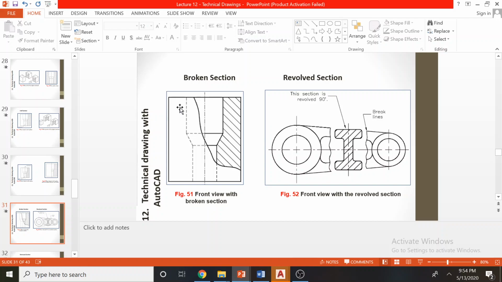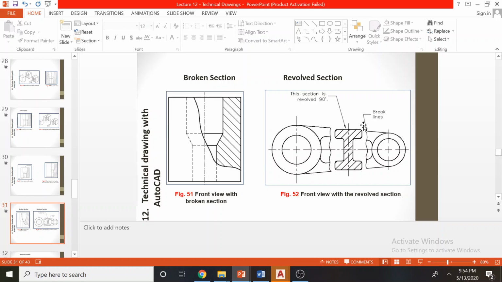Then we can have this kind of wavy line also. This is called a broken section. You don't need to represent the full section details. It is more or less symmetrical and the information is obvious. This can also be drawn.